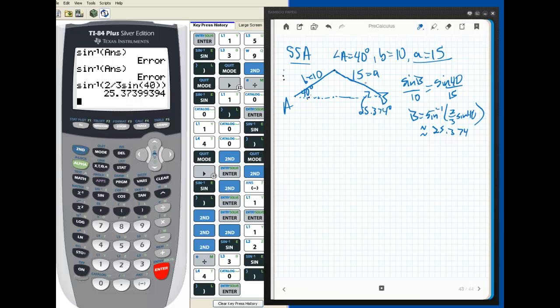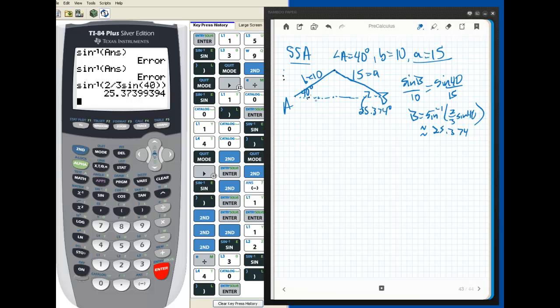10 is smaller than 15, so angle B had better be smaller than angle A. Yeah, and sure enough it is. And notice, I avoided the obtuse angle because arcsine won't spit out obtuse angles. So I can't wave my hands strongly enough. You cannot use law of sines to solve for obtuse angles. You have to use other tricks. Well, what other tricks? Easy.